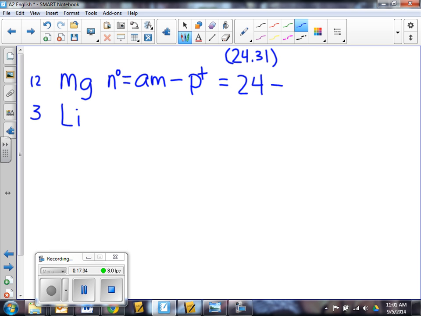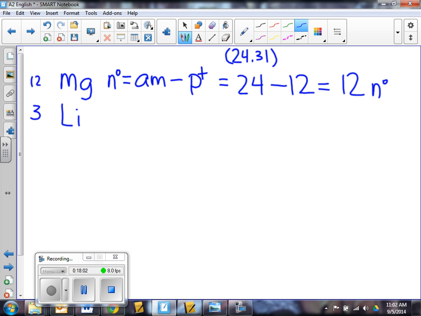And I'm going to subtract the number of protons. Now I knew there were 12 protons because magnesium is number 12 on the periodic table. This tells me there are 12 neutrons in magnesium. And sometimes, especially for elements at the top of the periodic table, you'll find that protons and neutrons are actually the same number, but it's not always true.